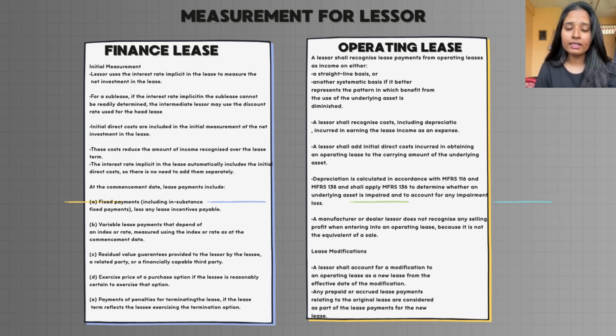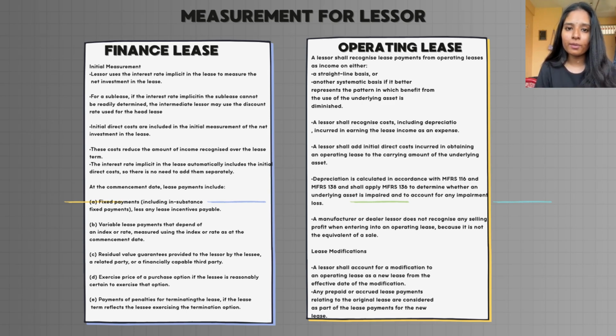The initial direct costs are included in the measurement, and these costs reduce the amount of income recognized over the lease term. At the commencement date, the lease payments should include fixed payments, including in-substance fixed payments minus any incentive, variable payments depending on an index or rate, residual value guarantee by the lessee or a third party, exercise price of purchase option if it's reasonably certain to be used, and last would be penalty payments if the lessee ends the lease early. So overall, in a finance lease, the lessor basically records the lease as a financial investment rather than an asset.